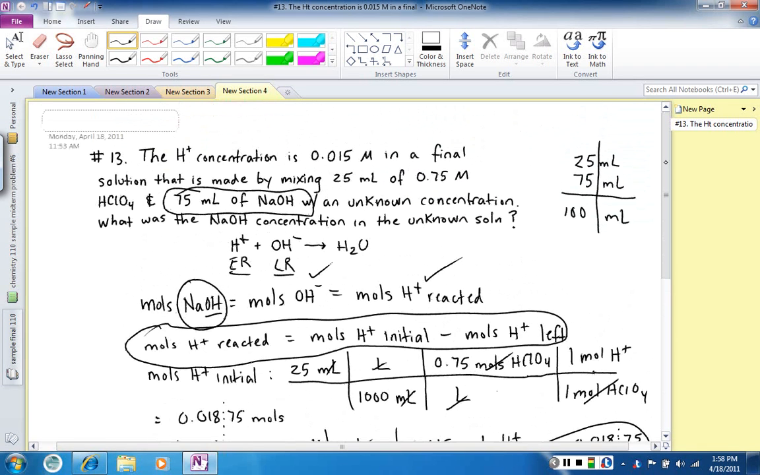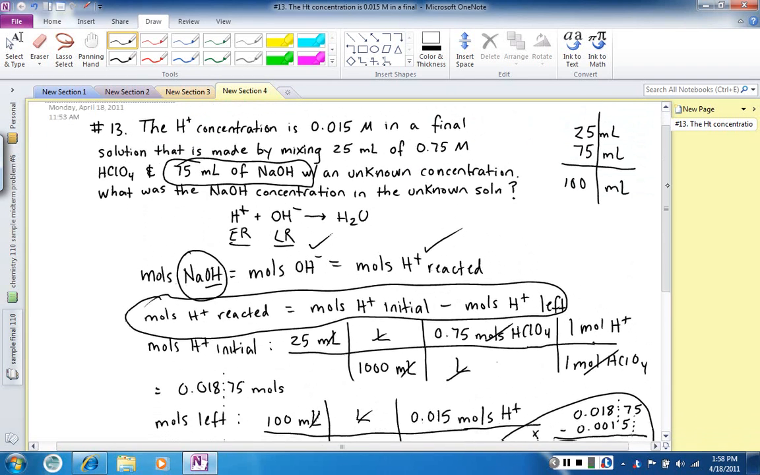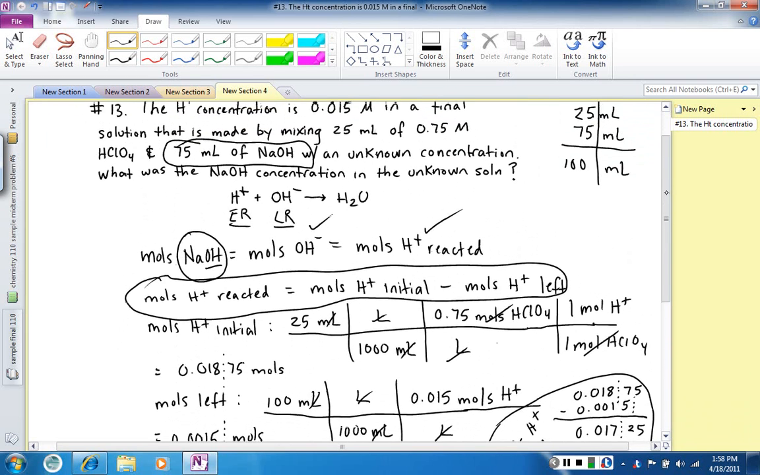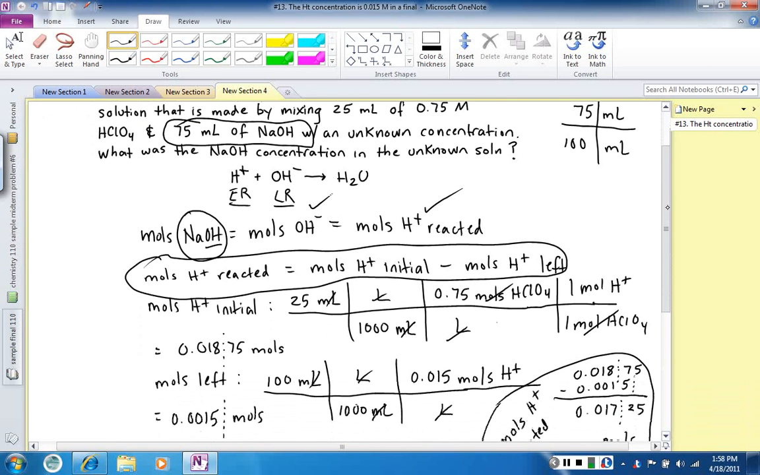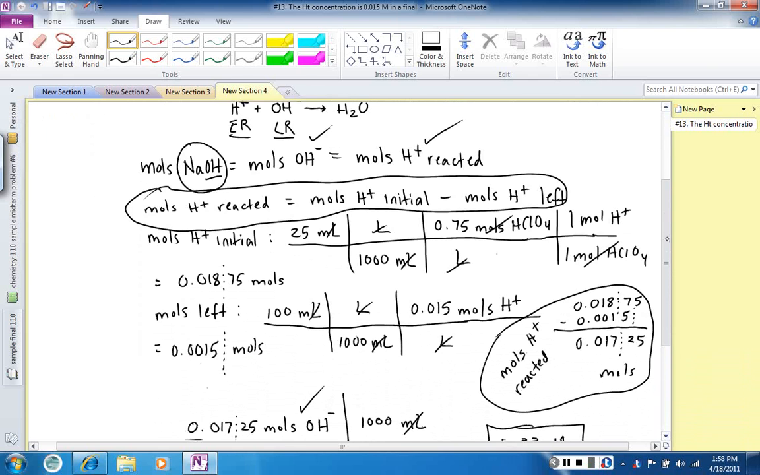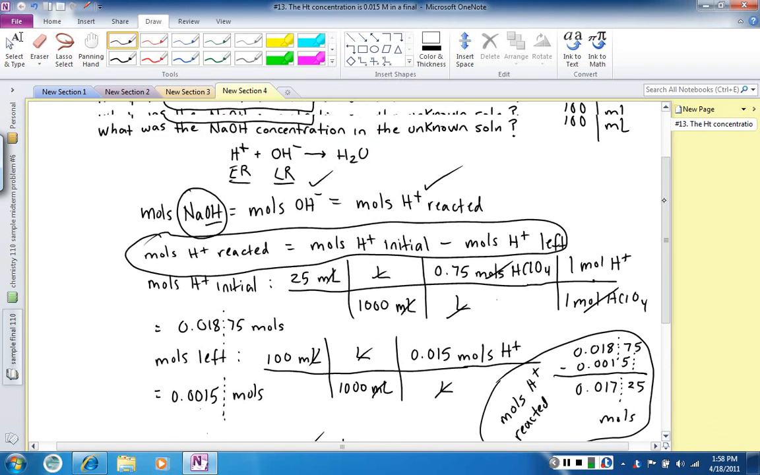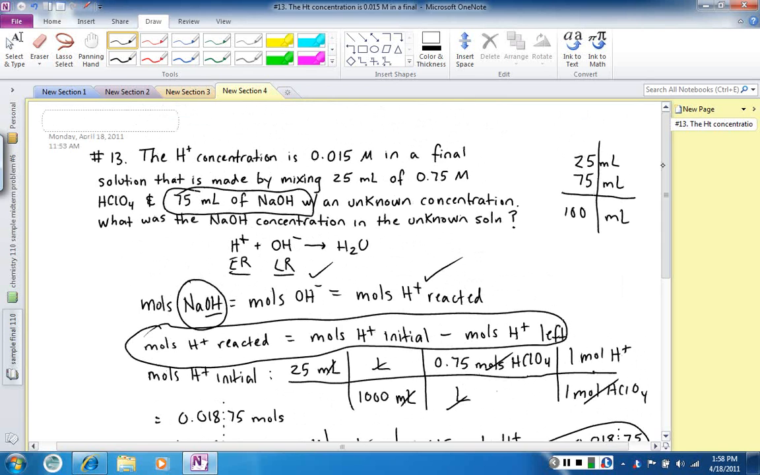So it's an extensive problem, puts together dilution concept, puts together limiting reagent concepts, and of course knowing how to do mole ratios. So this is sample final number 13.